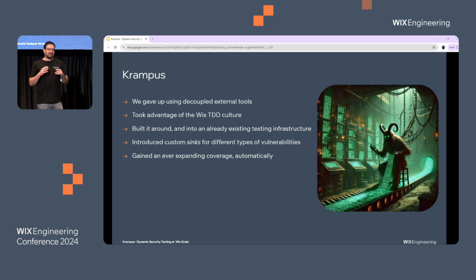We introduced custom sinks. If you remember, we have a source and a sink for a test in application security. And we were able to introduce custom sinks to cover more types and groups of vulnerabilities. So our test capabilities are constantly growing. And finally, we gained an ever-expanding coverage automatically, because once a developer creates a test without us being involved at all, Krampus just picks it up and tests it for security. And to understand how this works, please welcome Dmitry.